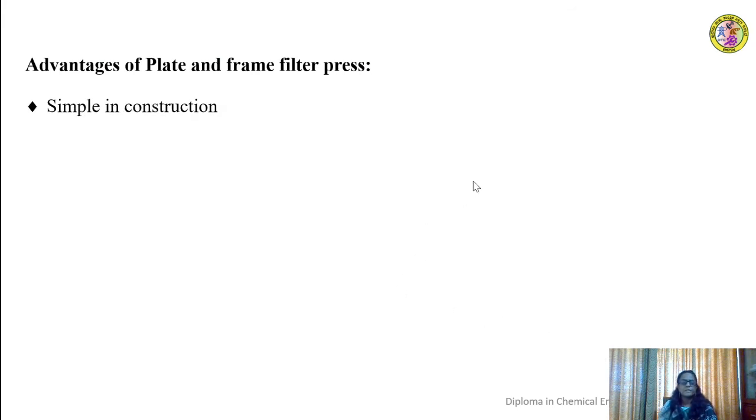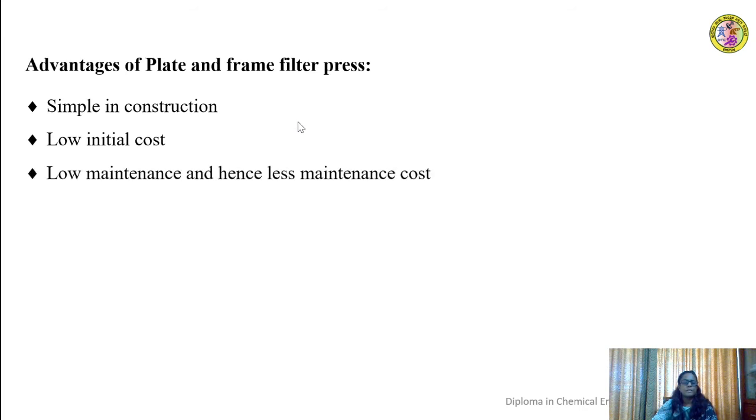Okay, that completes our discussion on the construction and working details of a plate and frame filter press. So coming to the advantages, the construction of a plate and frame is simple. It is low initial investment. The maintenance is also low, so the maintenance cost is less.